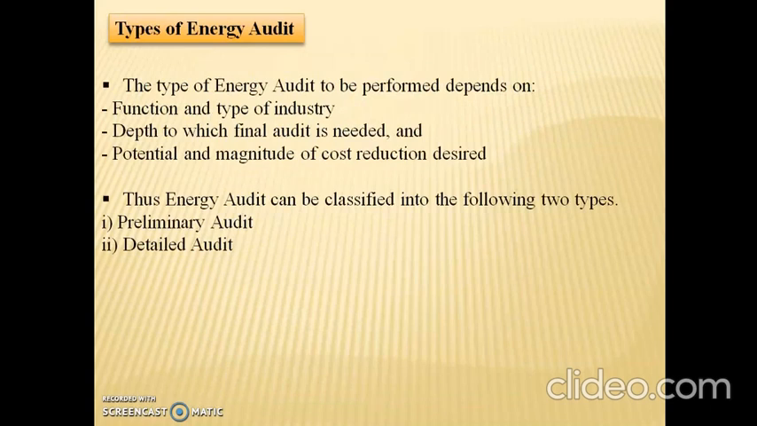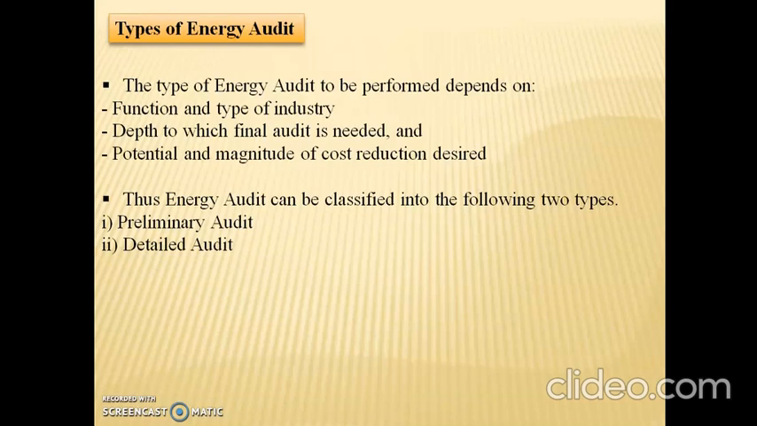The type of energy audit depends on the following three important parameters. First, function and type of industry whose energy audit you have to conduct; depth to which the audit is needed; and potential and magnitude of cost reduction desired. So these three are important aspects which decide which type of audit you are going to conduct. The type of industry, how big, how small, which type of industry, manufacturing, service industry, decides the type of audit you have to conduct.